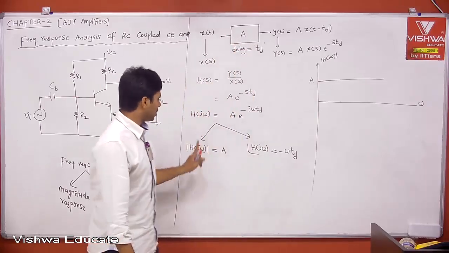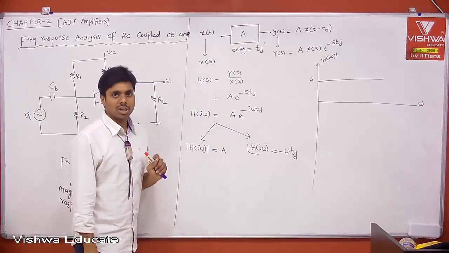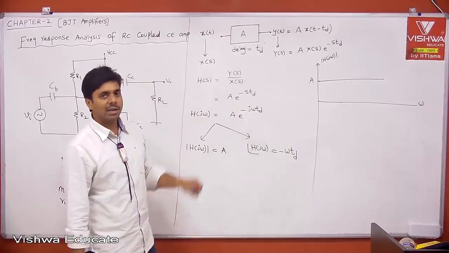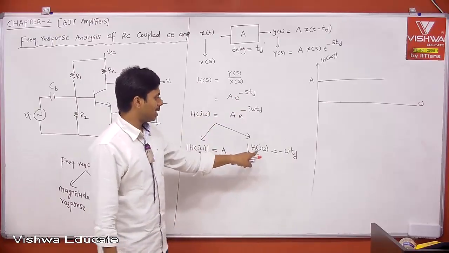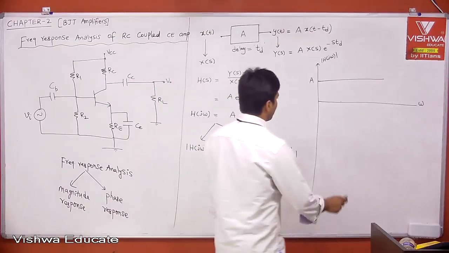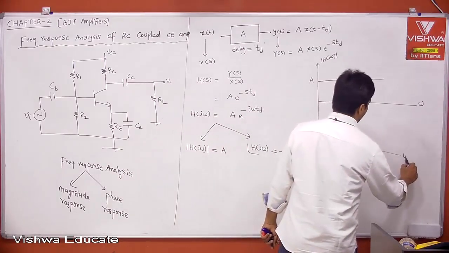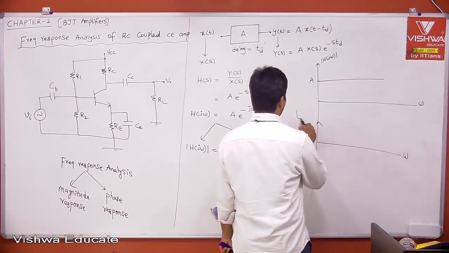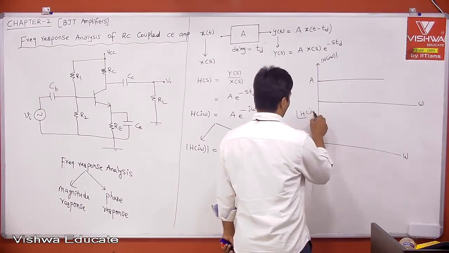That is what is saying that distortionless system, or I can say this is what is having gain of A. Now, for example, angle of H of j omega is equal to minus omega td. Then, what is the meaning of it? This is omega, and this is angle of H of j omega.